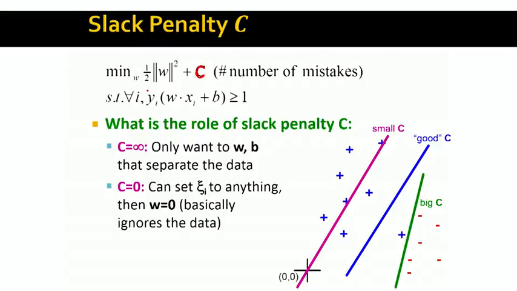Is because it controls between the size of the cost of the margin, how much we wish to make the margin big, and how much we are penalizing our misclassification mistakes. So the way we can think of C is the following.